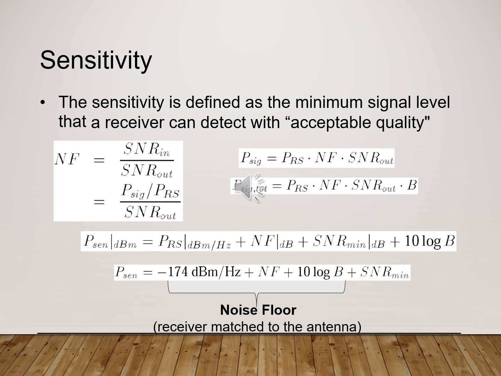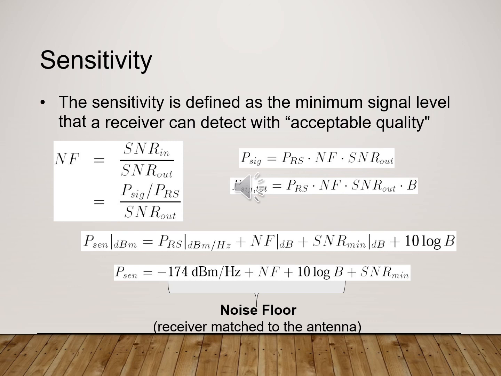In this slide, we introduce the sensitivity of the receiver, or how we can calculate it: the minimum power of the received signal for the receiver to be able to detect it. So the sensitivity is defined as the minimum signal level that a receiver can detect with acceptable quality. I derive this in the slide through the equations.